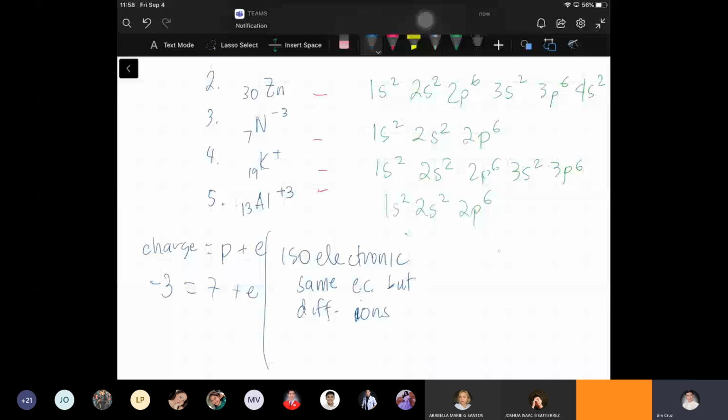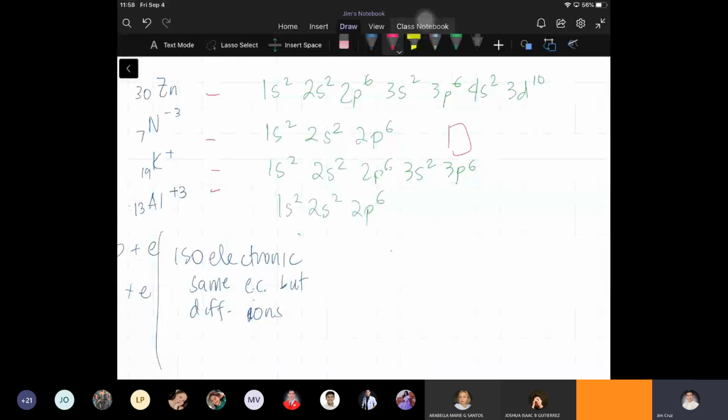Sir, kahit po ba may charge, mag-orbital diagram pa rin po ba? Kapag ni-require lang, no? Pag sinabi ko sa inyo na gawan niyo ng orbital diagram, doon kayo gagawa ng boxes, no? Okay? So, ganun lang.